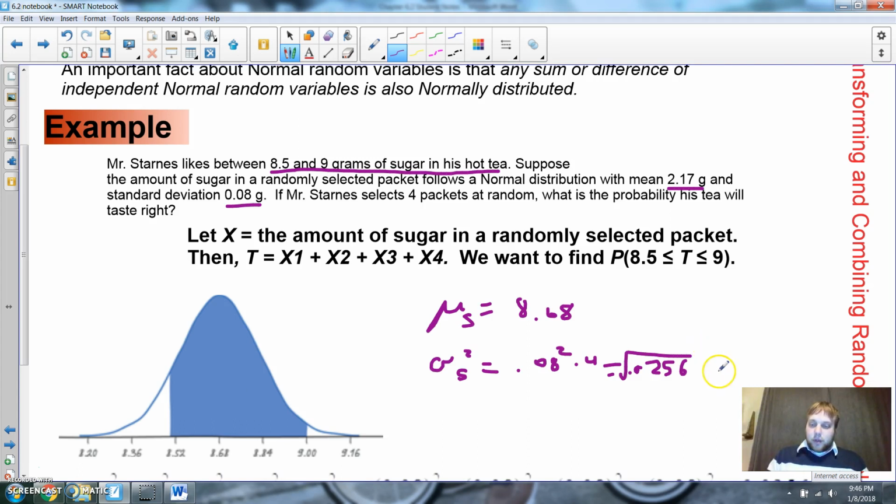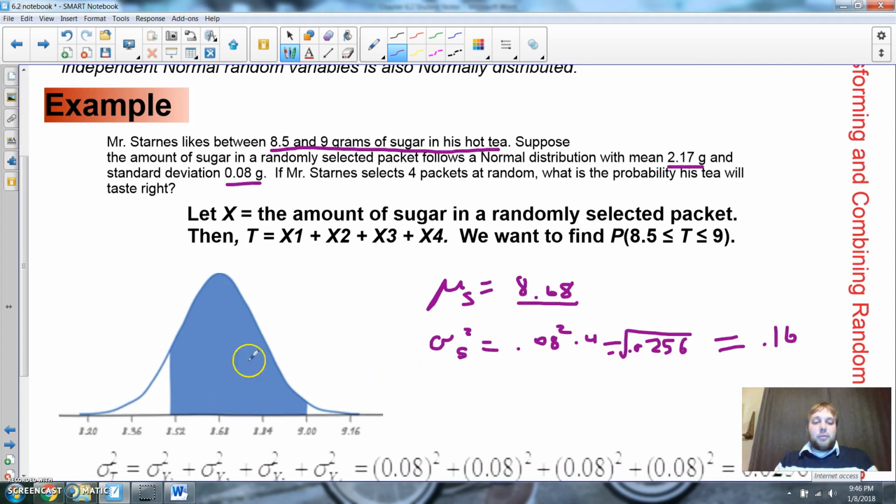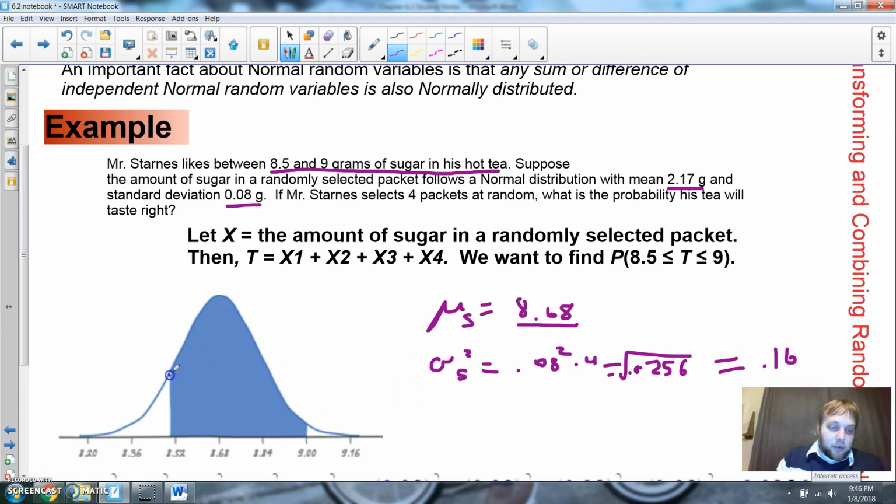Told you guys this is a little bit more tricky. And my standard deviation comes out to be about 0.16. So I would expect 4 packets to be at around this average, which is right in the sweet spot, right between 8.5 and 9 grams. But sometimes it deviates by this much. So here's the normal curve, and this is where he likes it, between 8.5 and 9. Once we've converted and made a normal curve that fits our needs, all I need to do now is figure out the probability between that.